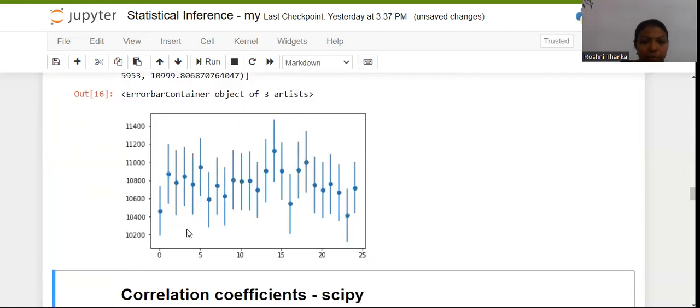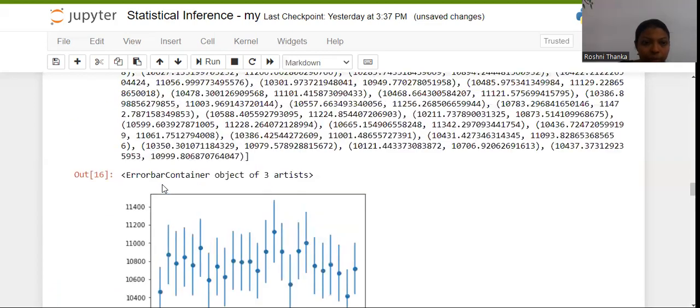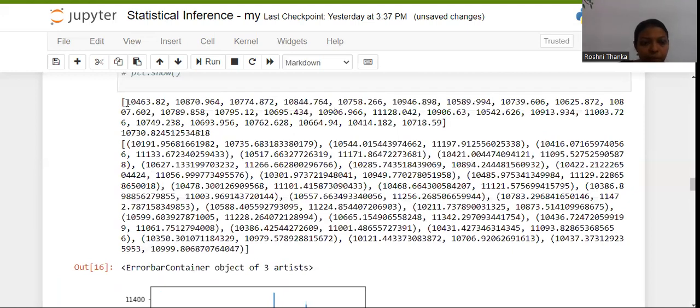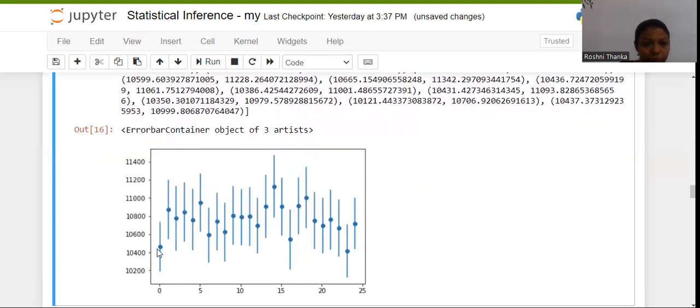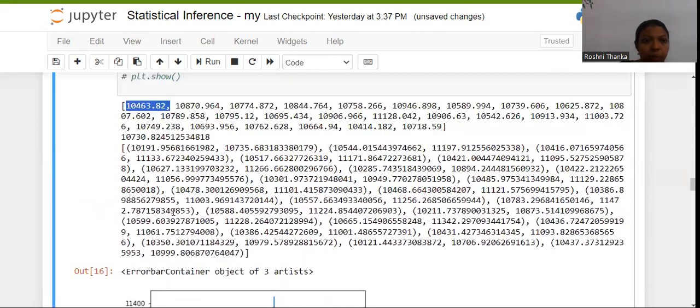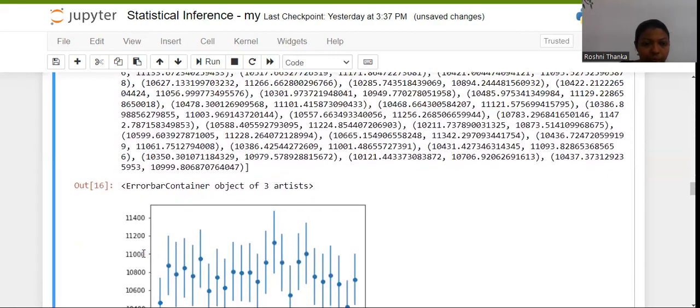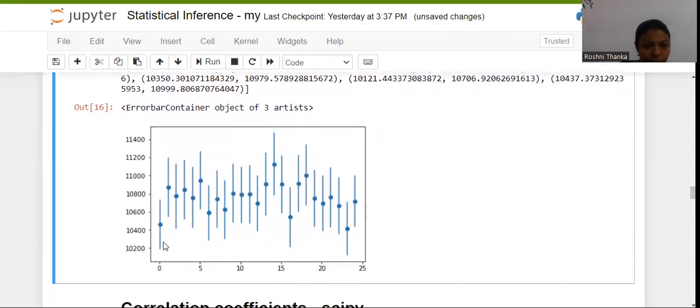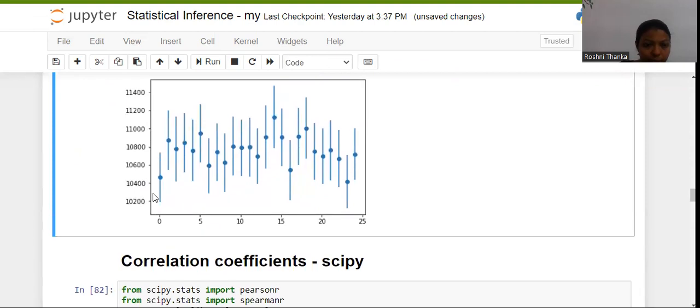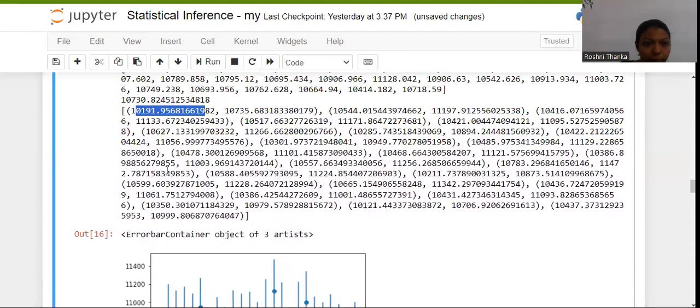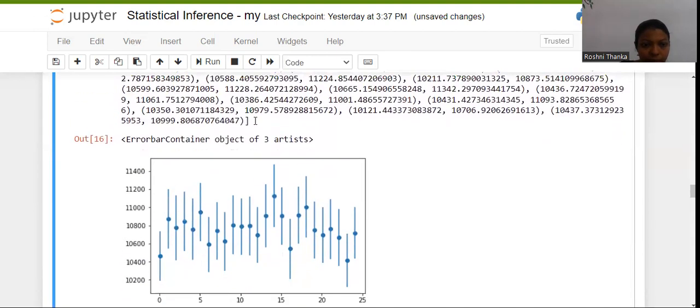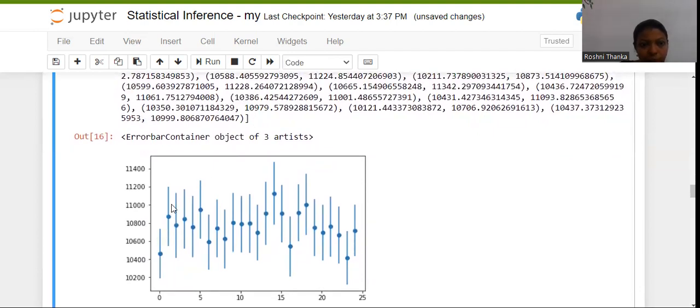So now we can initialize that for all 25 trials. For the first sample, what is the mean value? What is the lower limit and upper limit? You can see here, for the first sample, the mean is 10,463. The lower limit is 10,191, and the upper limit is 10,735. Similarly, this is for the second sample: lower limit, upper limit, and the mean.